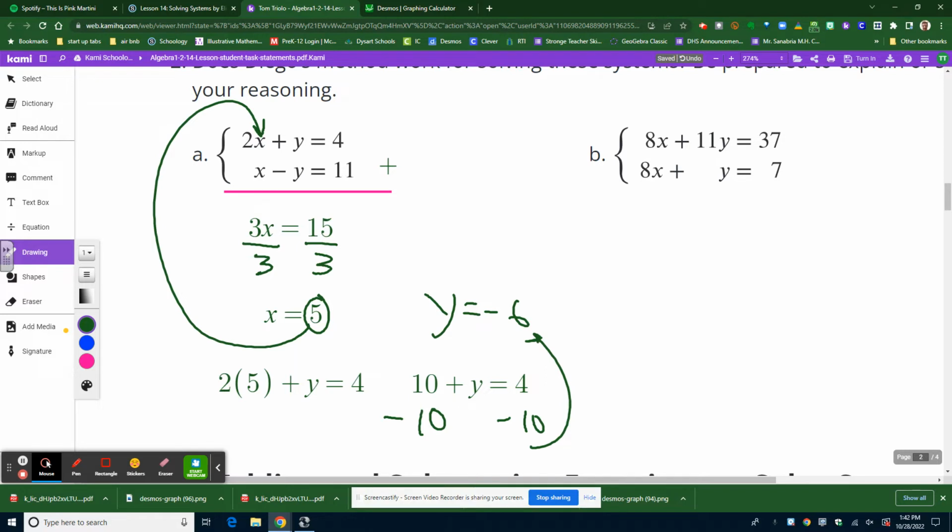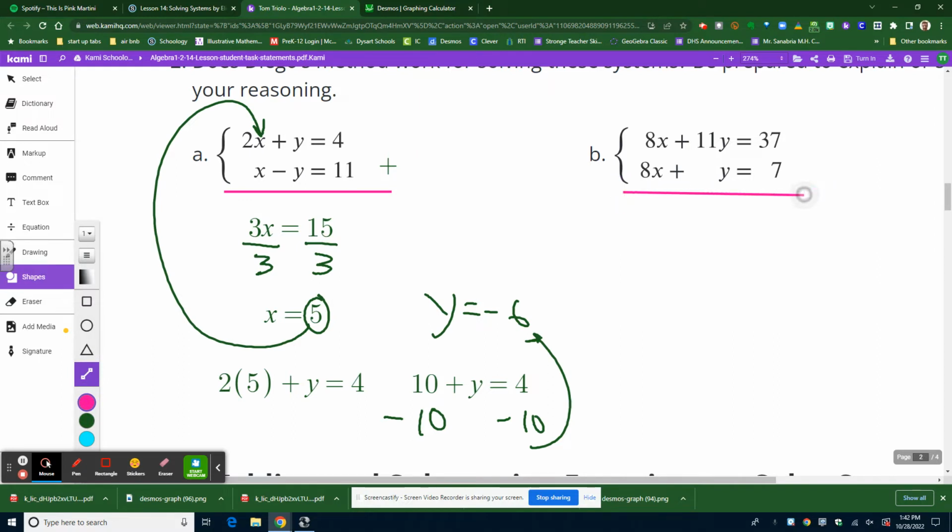So this one, we added. What are we doing in the next one? We're subtracting because we don't have any opposite terms. So this time, make shapes tool, make a line tool, make a horizontal line, and subtract. My recommendation is when you do this, put this whole thing in parentheses. Why do you think I'm asking you to do that? Because that way I know how many times to subtract.